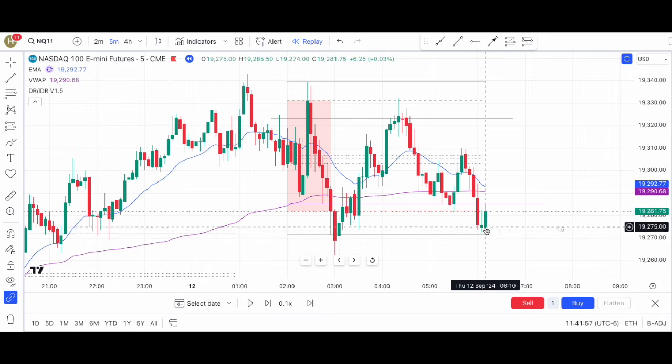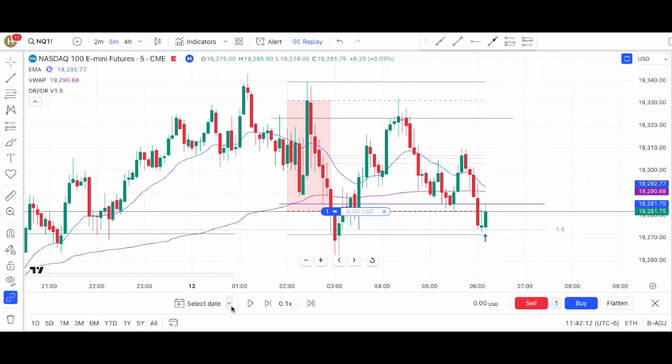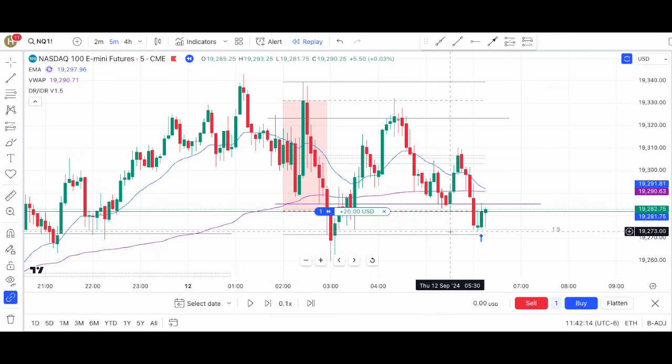And I'm entering a long thinking that we're going to reach up to at least right here, at least right there, and possibly up here. Okay, so I'm going to buy, and let's see what happens next. A little tiny bar, but okay, it's not very much. It's only $20 worth.